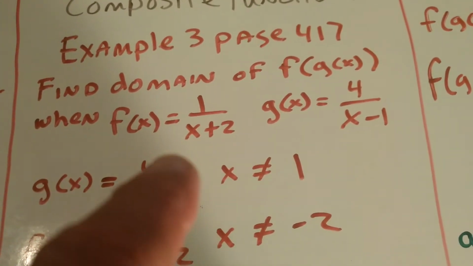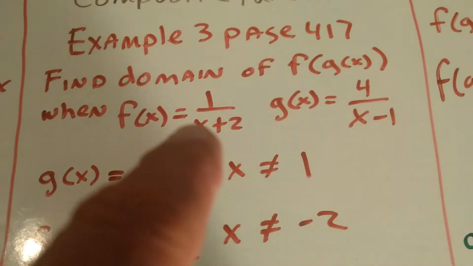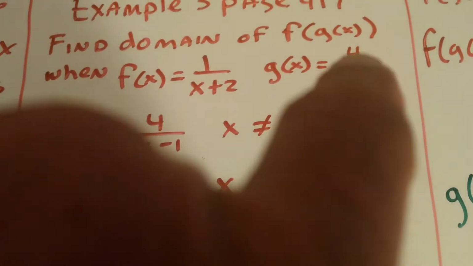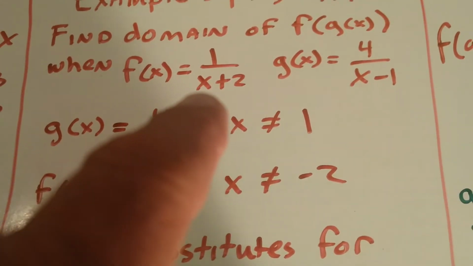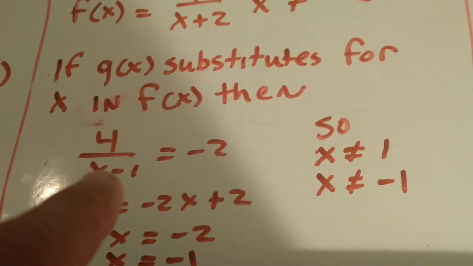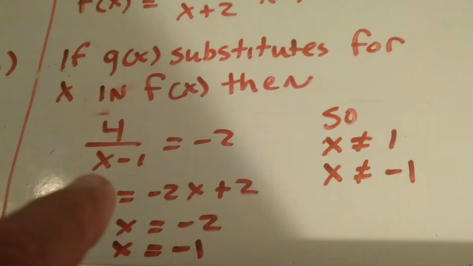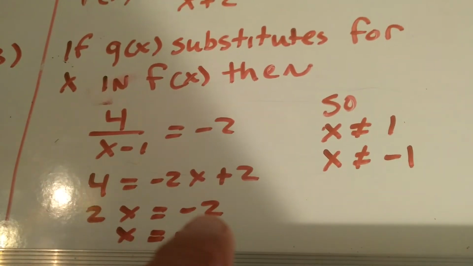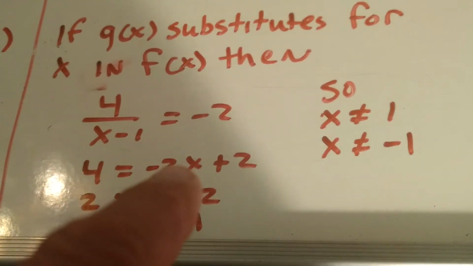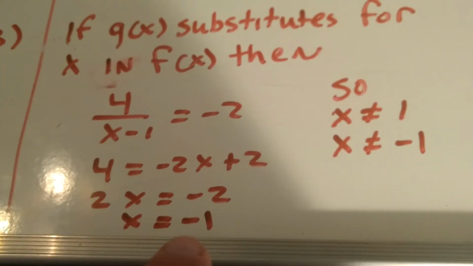So now we look at f. In terms of f, it's got a denominator x plus 2. It cannot be negative 2. Because we're sticking g in that x, and we know it can't be negative 2, we're going to take that 4 over x minus 1 and set it equal to negative 2, because that's what it can't be. All I got to do is multiply the x minus 1 over. I get 4 equals negative 2x plus 2. I'm adding the 2x over here, subtracting the 4 over here. I get 2x equals negative 2. I get x equals negative 1.